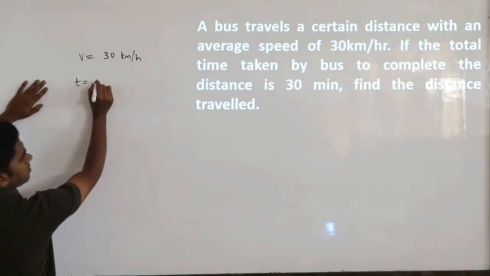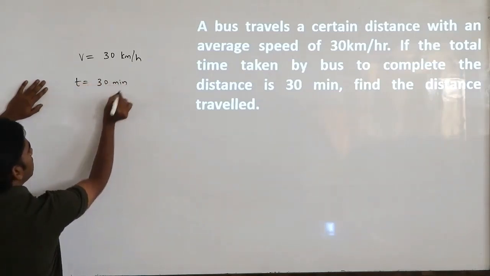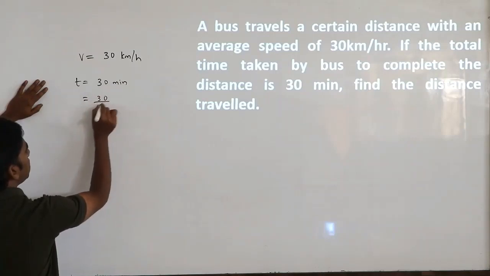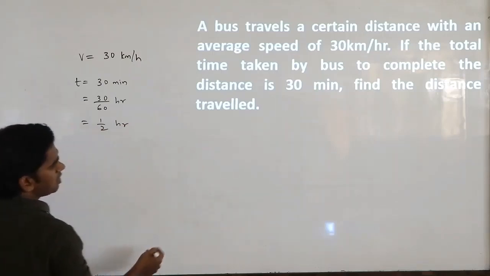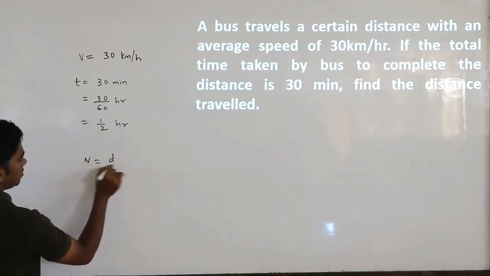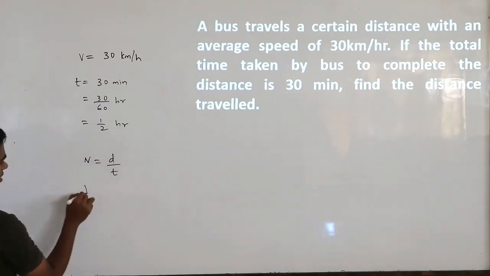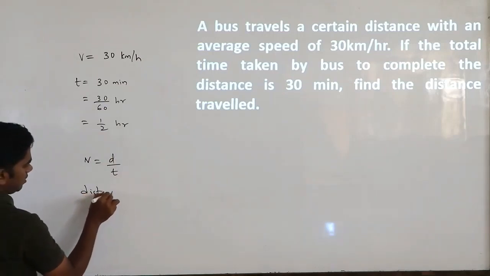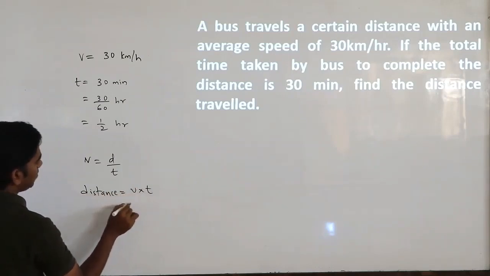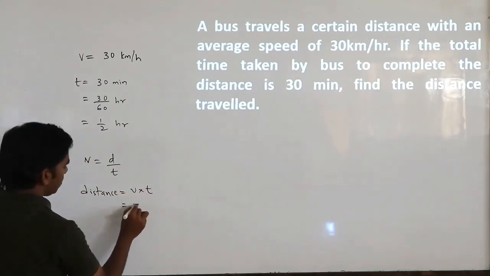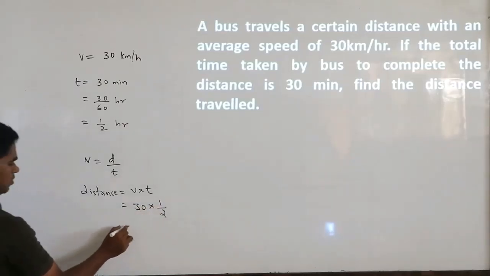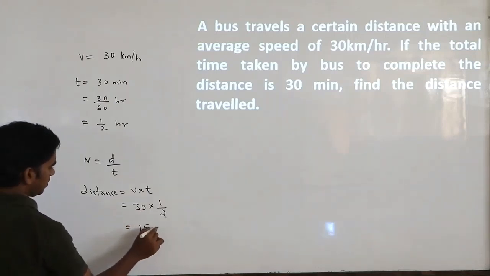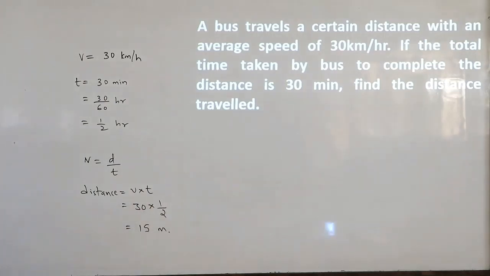Only you have to convert time, that's all. So 30 minutes converted to hours. 30 divided by 60 hours, that is 1 by 2 hours. What are they asking? They are asking for distance. Velocity equals distance divided by time, or s by t or d by t, whatever. So distance is equal to velocity into time. Velocity is 30, time is 1 by 2. So 30 divided by 2. Very difficult. 15 meter. So 15 meter will be your answer for this question.